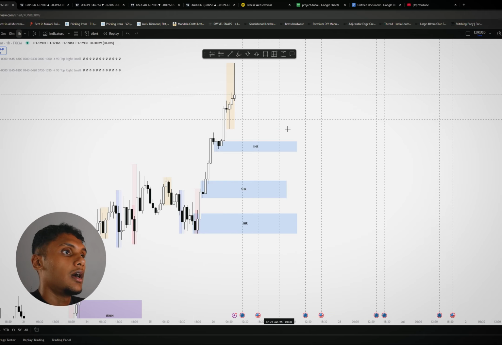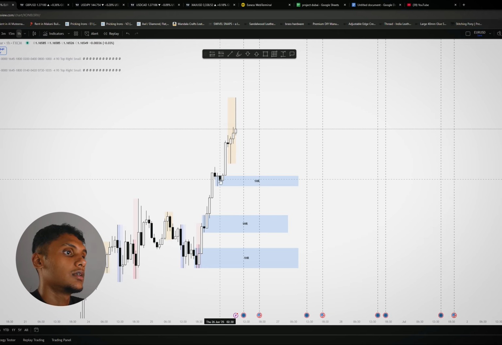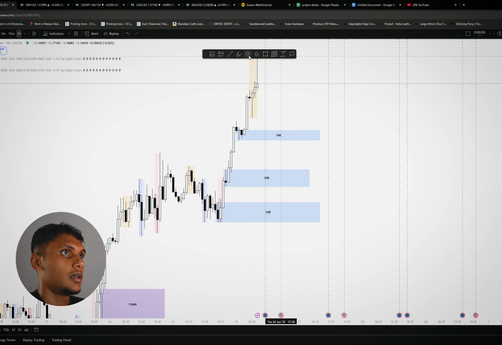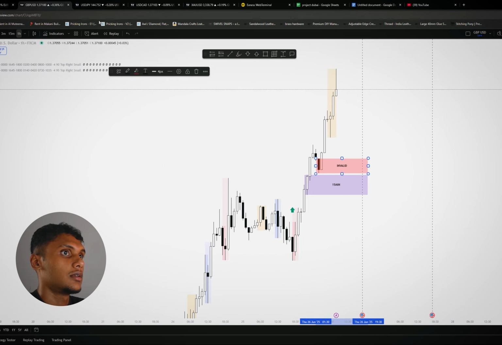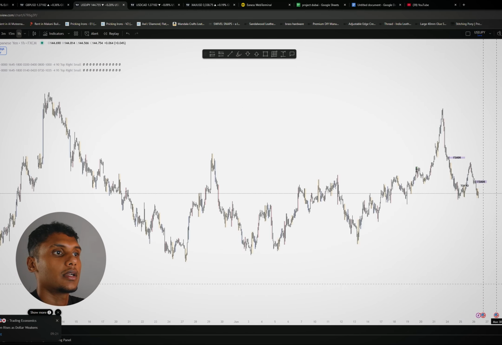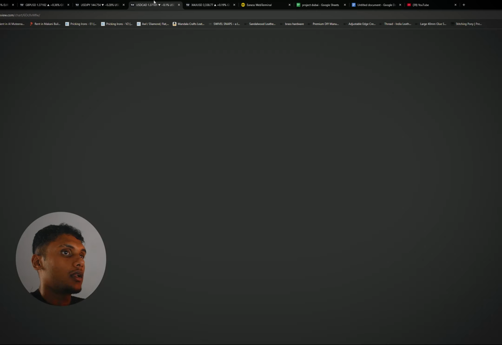Okay, then we have this. The next order block is here, so it's quite far away, so we can take this trade. Obviously the bias is still to the upside. USD JPY, we still do not have a clear trend. Okay, so no trade there.